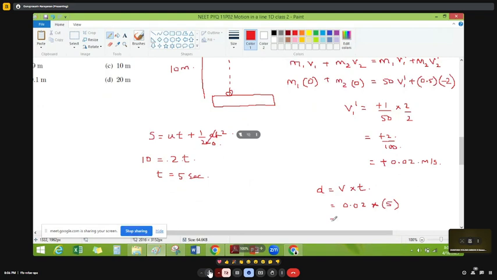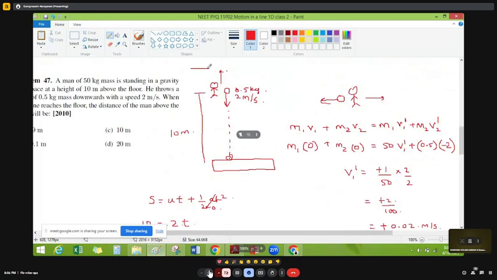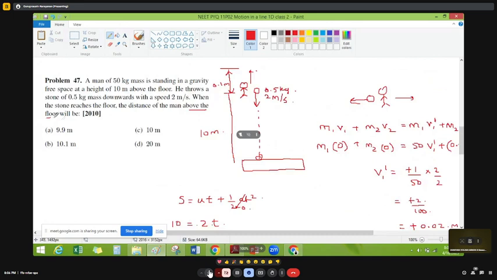So 5 into 2, it will be 10. So it will be 0.1 meter. 0.1 meter is how much he has gone from here to here. This is 0.1. But they are asking above the ground, above the floor, which means the answer would be 10.1.